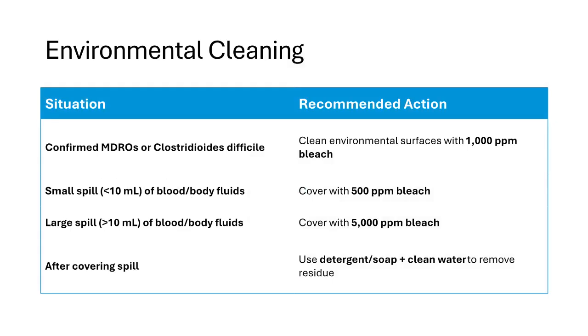Environmental cleaning is very important in dialysis units, because different situations require different bleach concentrations. For MDROs or C. difficile, we need to clean with 1000 ppm bleach. If it's a small blood spill, less than 10 milliliters, we use 500 ppm bleach. If it's a large spill, more than 10 milliliters, we need 5000 ppm bleach to make sure it is fully disinfected. And after applying bleach, we always finish with detergent or soap plus clean water.